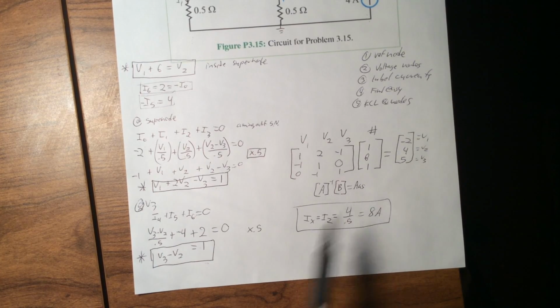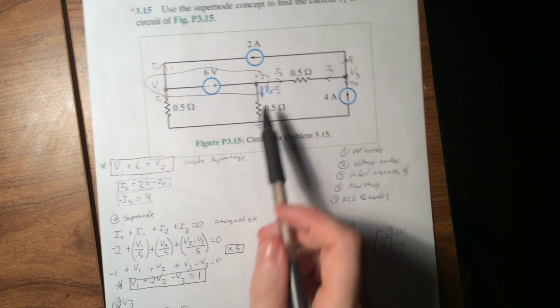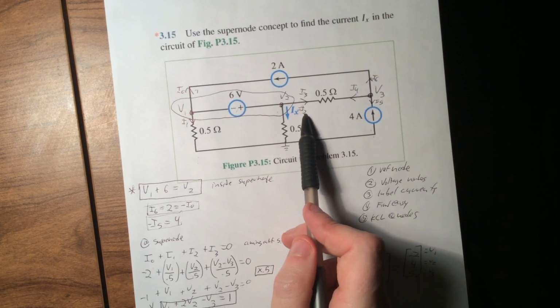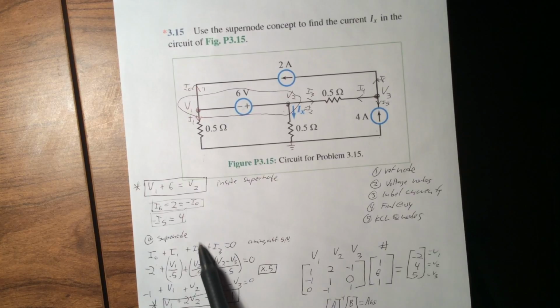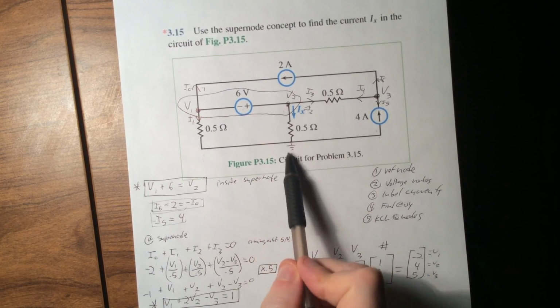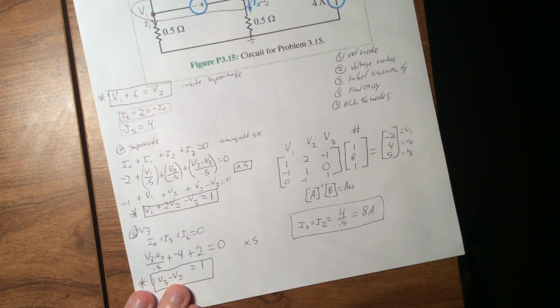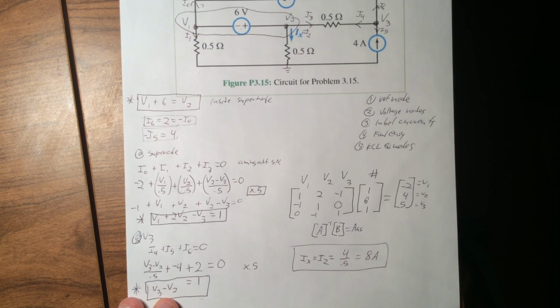A minus 1 of the B equals the answer. And when we're solving for the IX, which is I2, we can just grab the equation that we used over here. We don't even have to think about it again. Although if you want to think about it, it's V2 minus 0 over 0.5, which is what we did over here. Your call. Hope that helps.